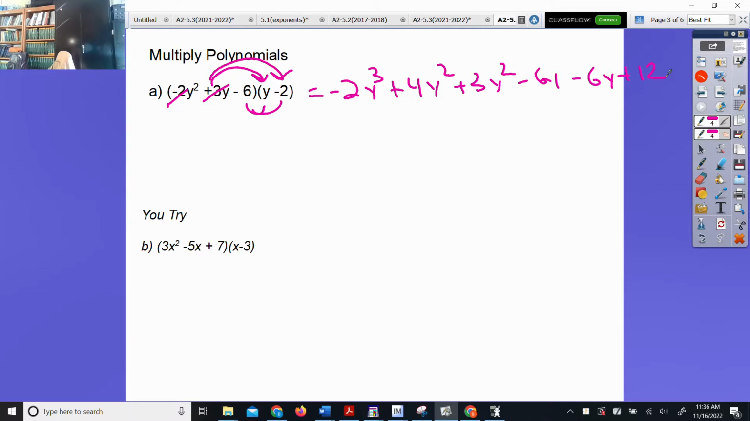And combine like terms. In standard form, what's going to be first? Cube. By the way, if you count them, there's 6 pieces. When you condense and put it in standard form, it won't be. 4 and 3 makes 7. Negative 6 and negative 6 is negative 12.